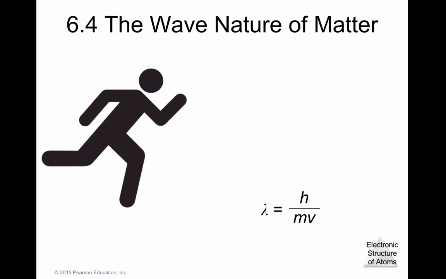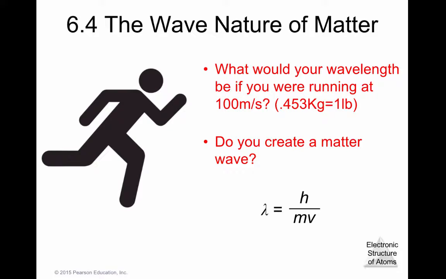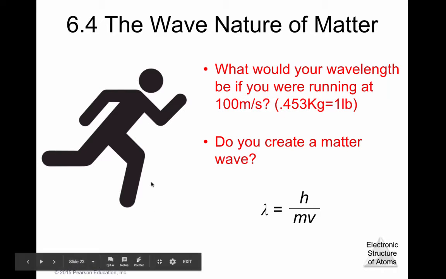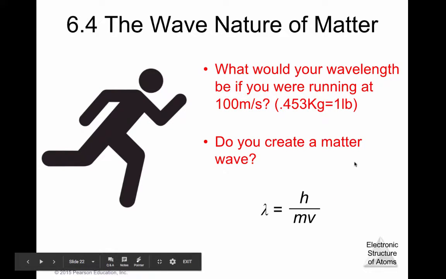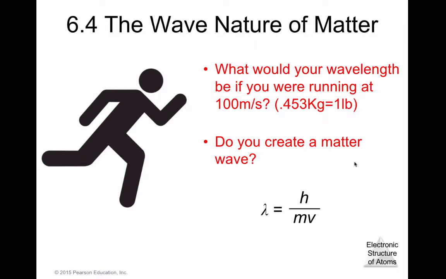So what I'd like you to do is a little bit of a calculation for yourself. I want you to figure out what your wavelength would be if you were running at 100 meters per second. Imagine the stick figure guy right here is you. The first thing you're going to need to do here, and you should be doing this calculation in your notes, there's a space for you to do that, is take your mass, which is in pounds, and convert that into kilograms, okay? And then we're going to plug it into this formula right here and solve. So we're going to pause for a second. I want you to see what your actual wavelength is.